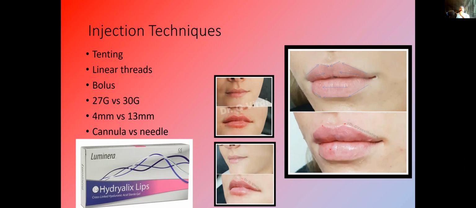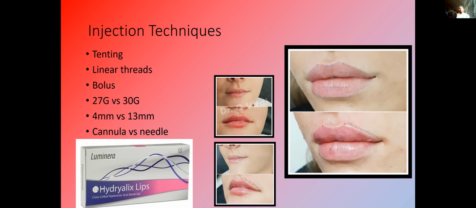So what injection techniques are we talking about? So these lips I've done here with the Luminera hydraulics lips, which you do get 1.25 mil in a syringe. So those that are wanting your volume, brilliant. Those that want small amounts in the lips, it's still brilliant because you can focus the product elsewhere, perioral lines, etc. But these are your very common techniques.